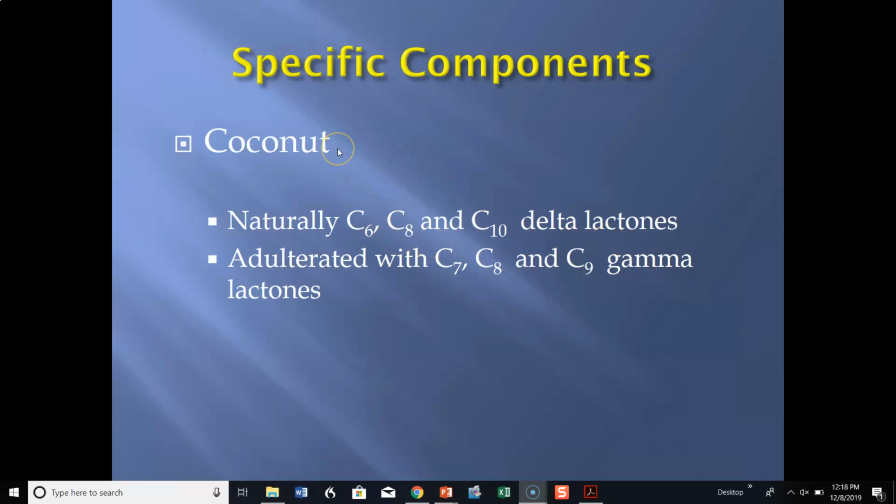In terms of coconut, naturally we find delta lactones.